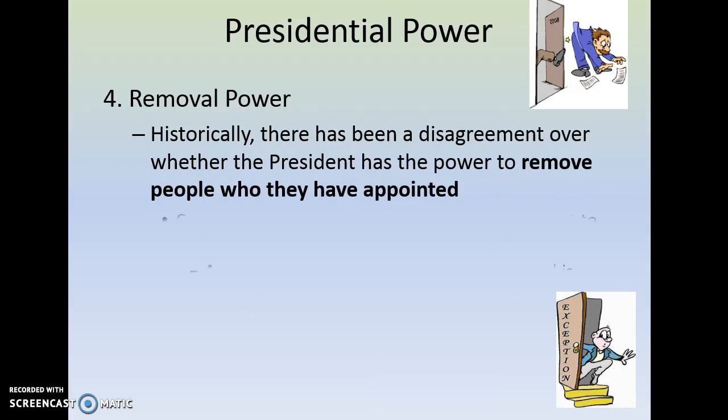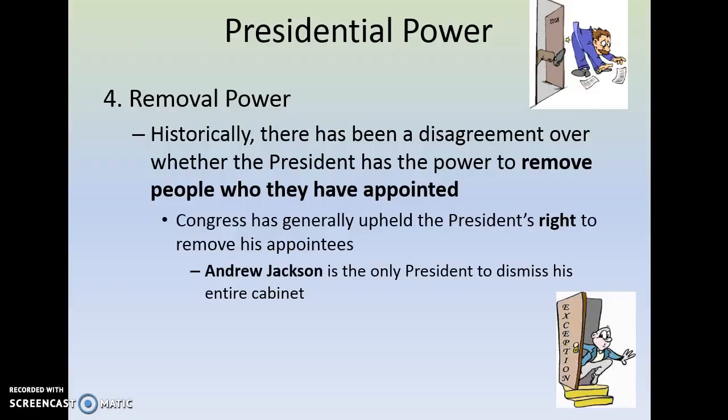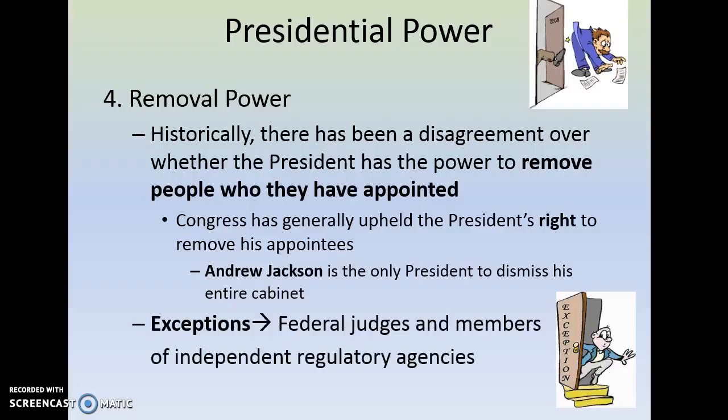He also has removal power. Anybody that he appoints, he can have removed. So if he appoints somebody to the cabinet, he can remove them from his cabinet. The exception being federal judges and independent regulatory agencies. He also can't remove the vice president. Vice president can't be fired.